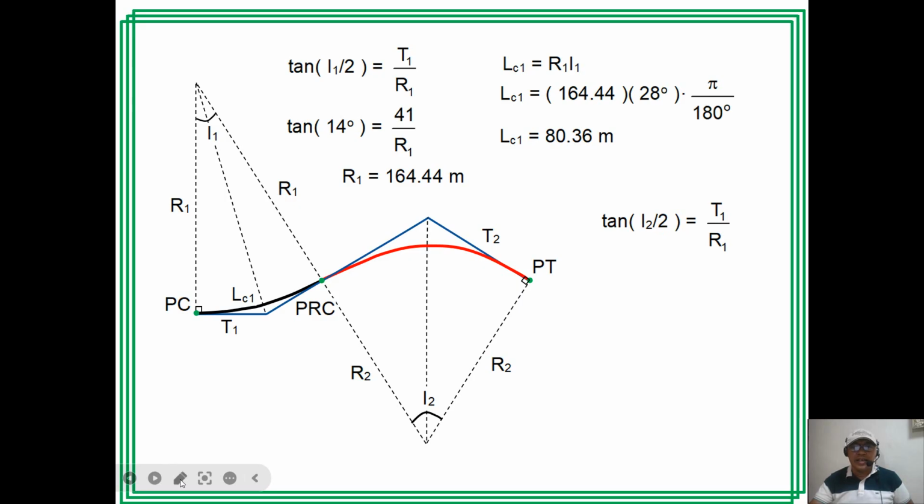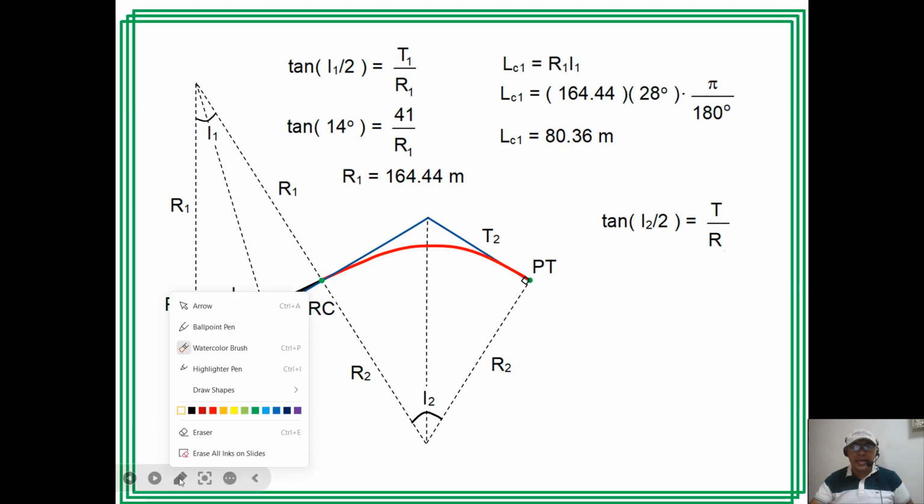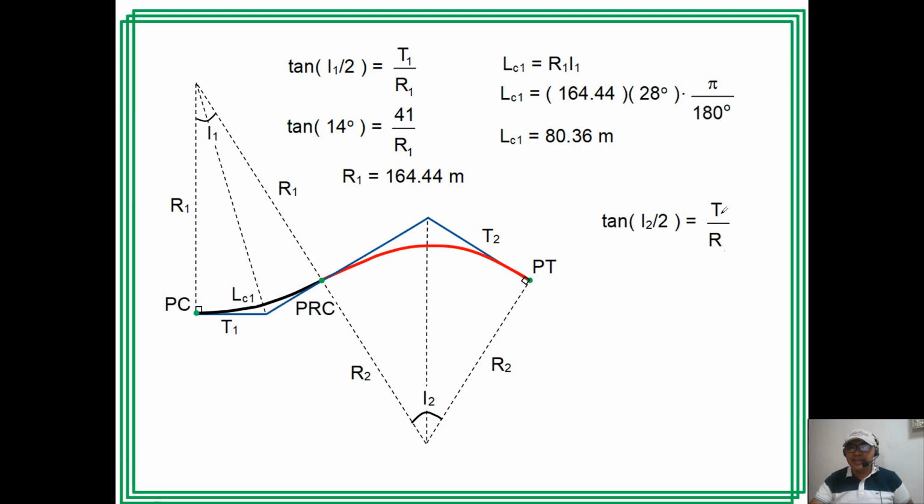This is T2. Tangent I2 over 2 is T2 over R2. Okay. So, T2 is equal to 82 over R2. So, R2 is 142.03. So, I can solve also LC2.